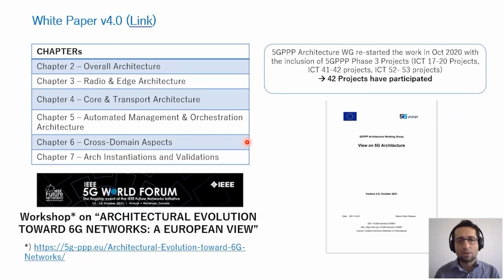The outcome of some example trials has been captured in Chapter 7, Architecture Instantiation and Validation. And all these network domain-based extensions have been consolidated into an overall architecture that we presented in Chapter 2. We have also presented the key outcome in a 2-part event, one hosted by the 5GPP and the other one at the IEEE 5G World Forum, where you can find further details.